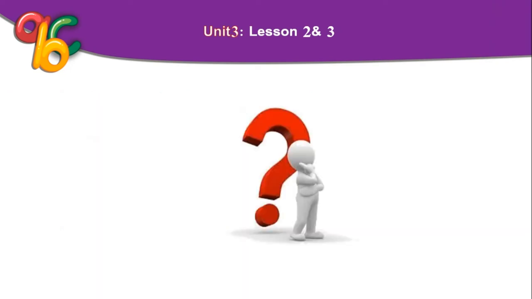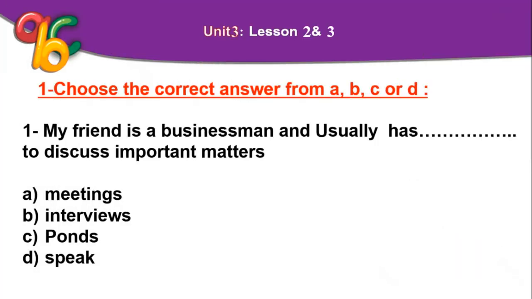Let's continue because of our time. Now choose the correct answer from A, B, C or D. My friend is a businessman and usually has to discuss important matters. Has what? Meetings, interviews, wants, speak. What he has? Let's, dear students, just write the number and the correct letter. So 1 A, B, C, D. Let's, dear students, waiting your answers.